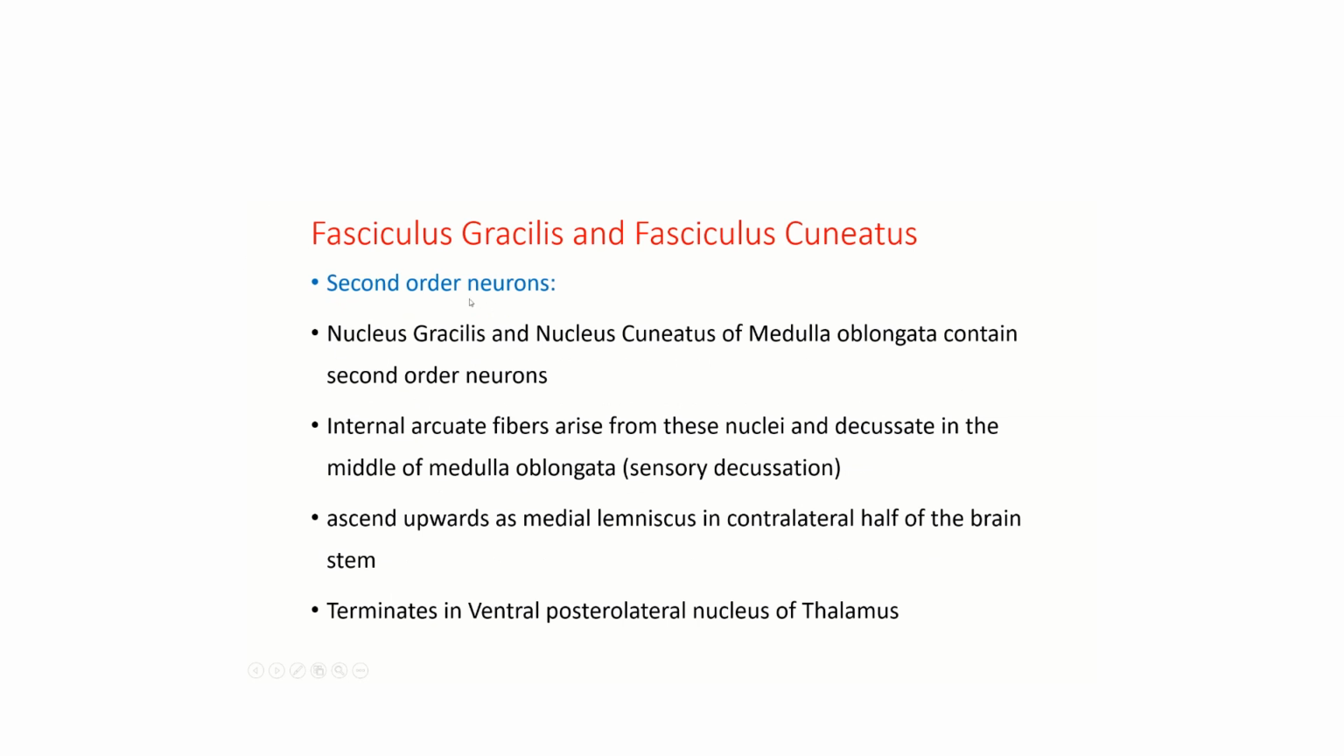So then you can see here now the second order neurons, nucleus gracilis and nucleus cuneatus, these are located in the medulla oblongata. So once the first order neurons come and relay at this level, from this point start the second order neurons. These are called the internal arcuate fibers. They cross to the opposite side and ascend upwards as the medial lemniscus. So they will be reaching up to the level of the thalamus, the ventral posterolateral nucleus of thalamus.